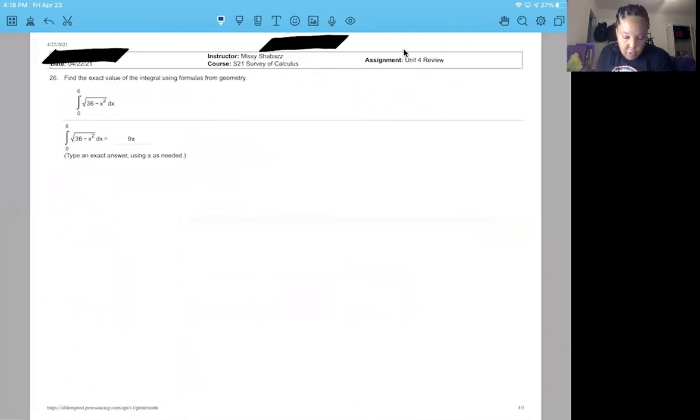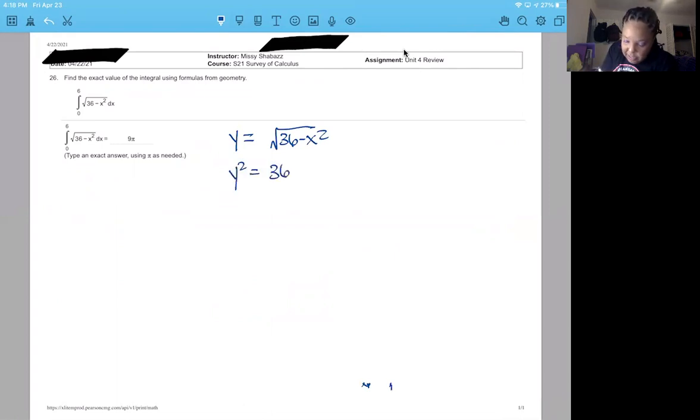All right, next question is find the exact value of the integral using formulas from geometry. So instead of integrating, we're going to see what it looks like and then find the area. Well, this tells me y equals the square root of 36 minus x squared. Notice y is always positive because I have a positive square root of 36 minus x squared. I'm going to square both sides, and that gives me x squared plus y squared equals 36.